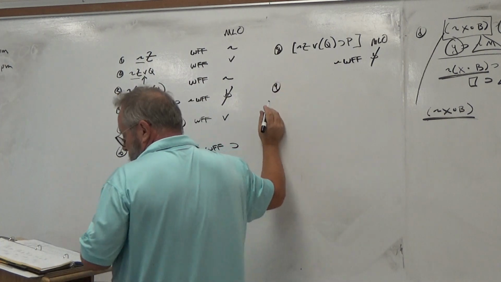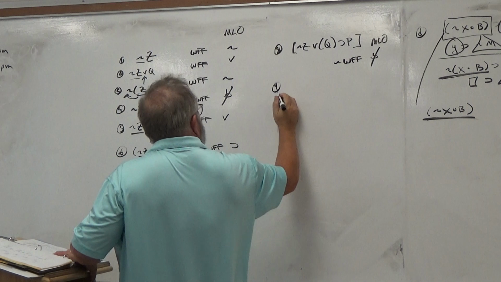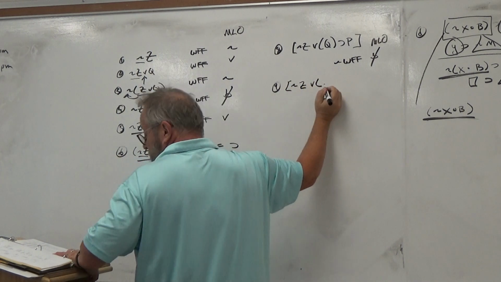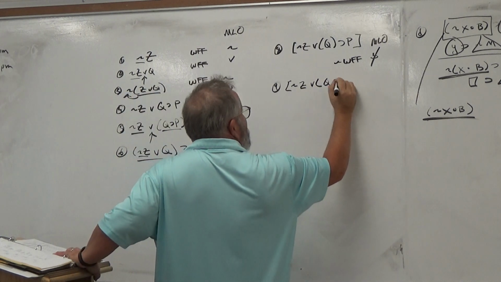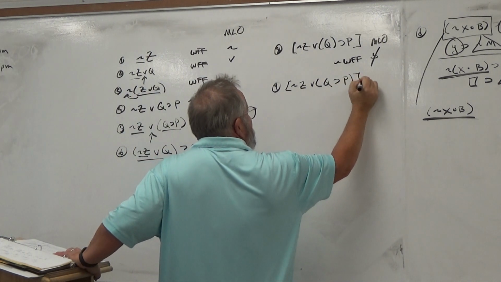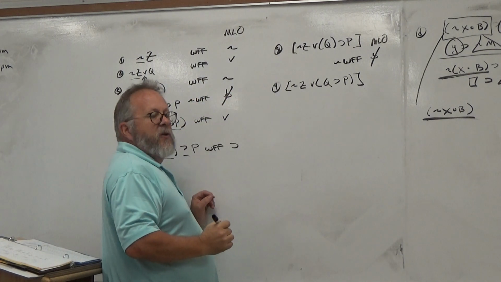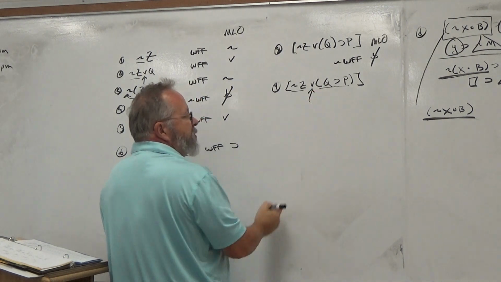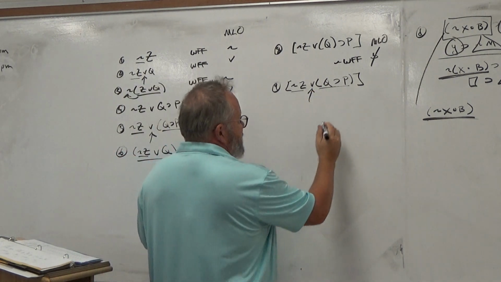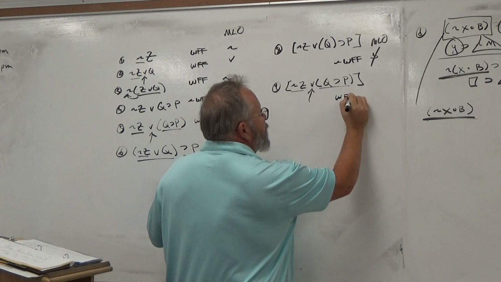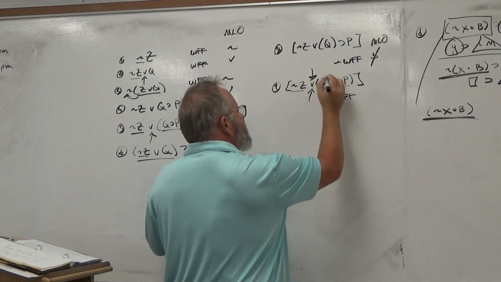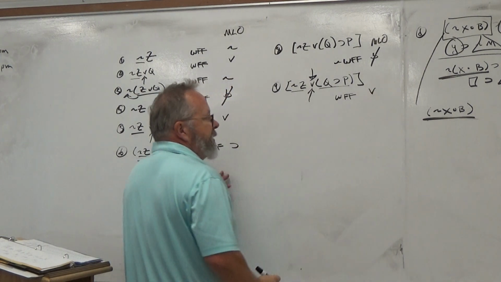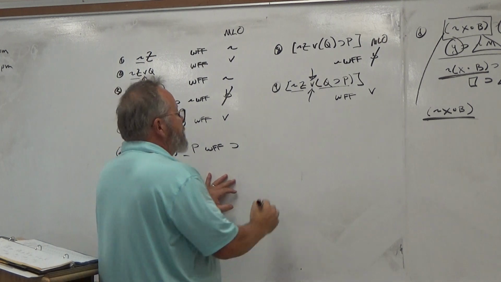Okay, so let's look at 9. 9 is the same thing, but we have parentheses located in different places. Now it's clear. We would do this, then we would do that, and then we would do the or. So it is clear, so it's a well-formed formula, and the main operator is the operation we would do last, and so the or would be the main logical operator. Okay?